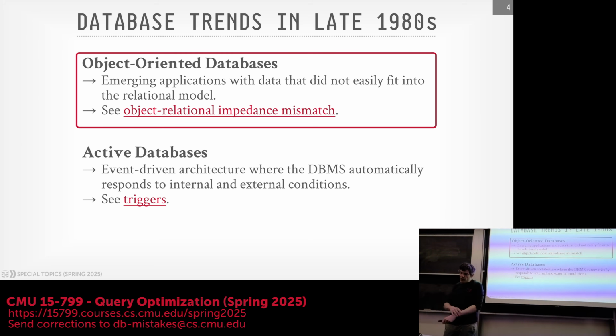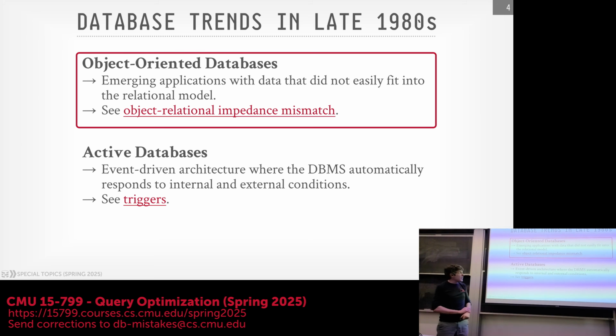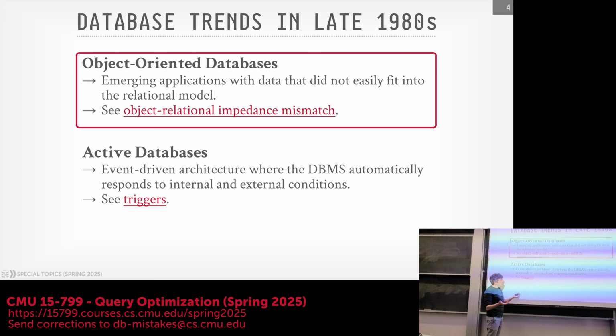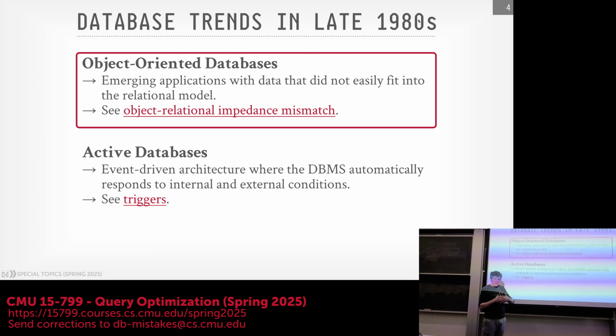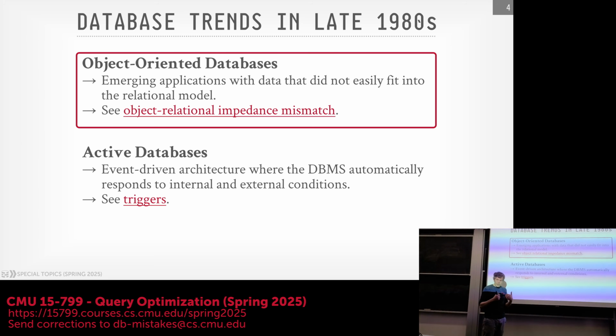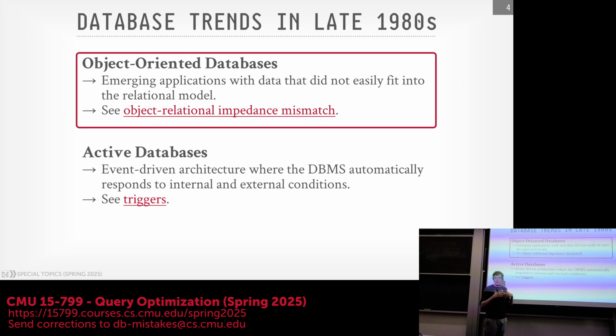But the one we care about the most is object-oriented databases, right? This was considered a real threat to relational databases because the relational model sort of said you have these scalar types in these tables. You can't have arrays. You can't have nested objects in your data. And if anybody came along and said, I have this new data type that isn't in the SQL standard or isn't in your relational database, you'd have to go rewrite the entire thing.